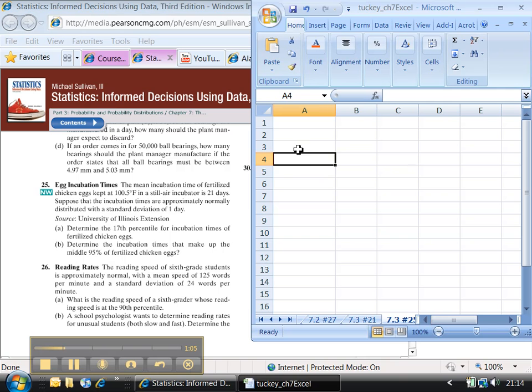Now, don't forget from section 3.4 that the 17th percentile means that 17% are going to be below, right? 17% of the eggs are below this value that we're going to find, and 83% are above, right? Now, how do we find it?